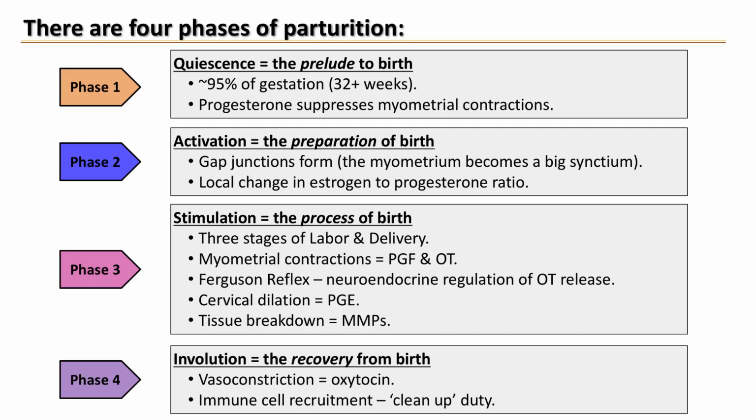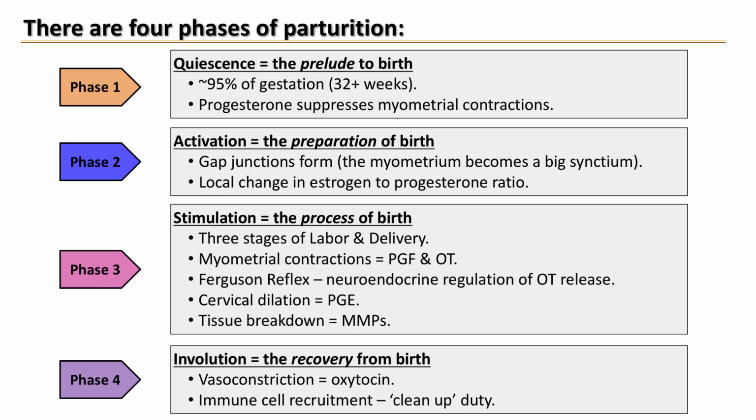The 4 phases of parturition. Phase 1 is considered quiescence, and this really includes the entire prelude to birth and is approximately 95% of gestation. This includes a period from the time of fertilization and implantation all the way through the actual preparation of birth, and it does comprise approximately 32 to 34 weeks of pregnancy. During this time, note that progesterone is the primary hormone, and it acts predominantly by binding to its receptors and suppressing myometrial contractions.